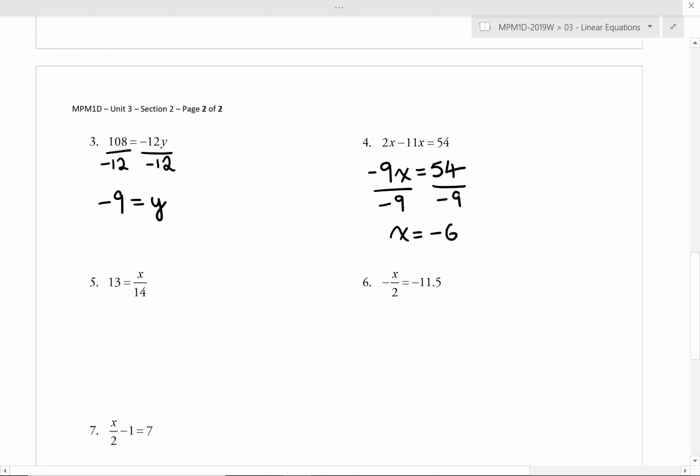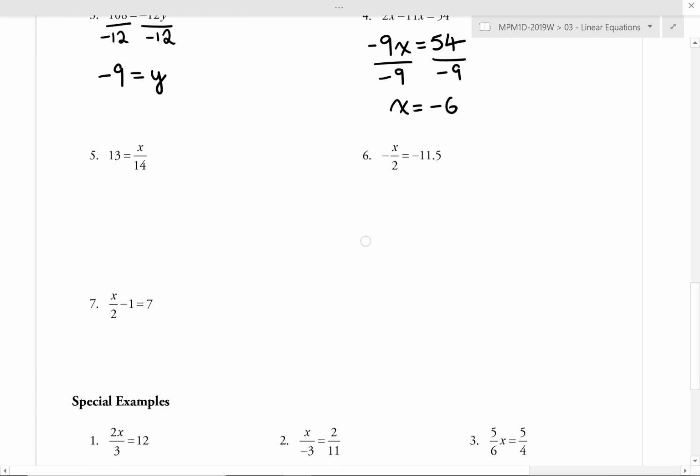How about number 5? Well, number 5 simply has 13 equals x over 14. Right, we have a division. So what do we need to do? Multiply. Right, so we can multiply both sides by 14. Right, so we're going to get 14 times 13 equals 14 times x over 14. And of course, this 14 technically interacts with the top here, this x variable, right? You can think of this as just another fraction with a denominator of 1.